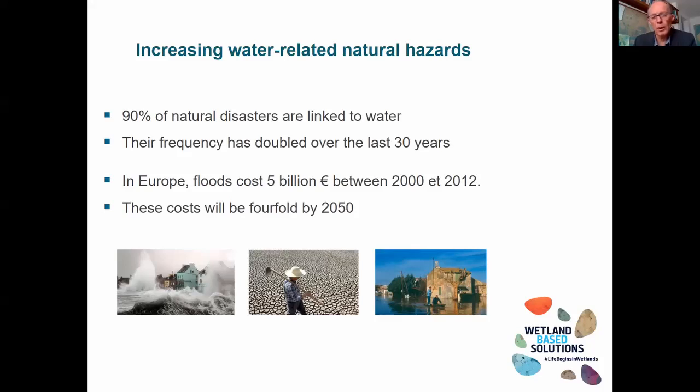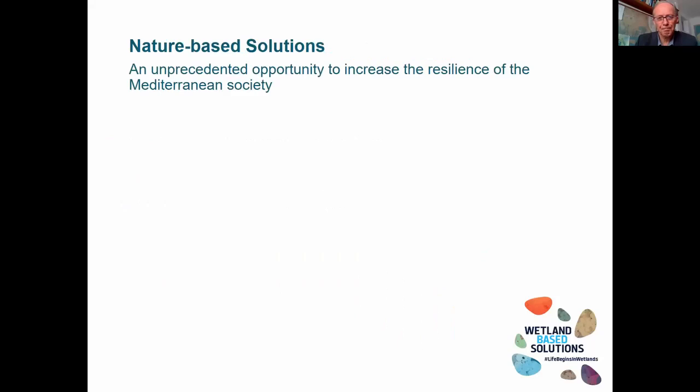En Europe, on voit que le coût des inondations entre 2000 et 2012 a été de 5 milliards d'euros, et que ces coûts sont prévus d'être quadruplés d'ici 2050, du fait à la fois de l'augmentation des effets du changement climatique, mais aussi de l'augmentation de la présence de l'homme et de ses infrastructures un peu partout sur le territoire. Donc, on est dans une situation tout à fait critique.